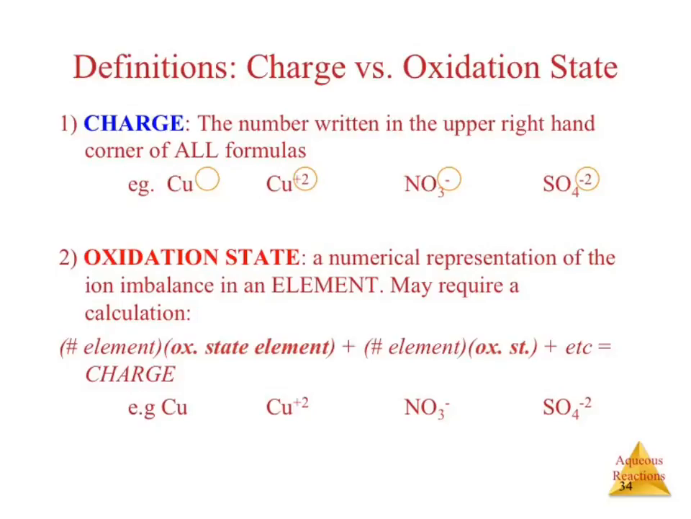Your oxidation state is a numerical representation of the ion imbalance in an element. Okay? Same thing as oxidation number. It only refers to an element, never to a molecule. Okay? So, in our first case here, Cu. What is the oxidation state for Cu? 0.